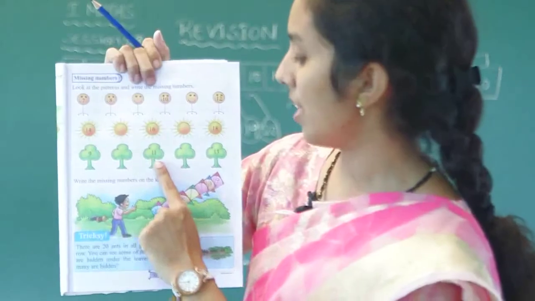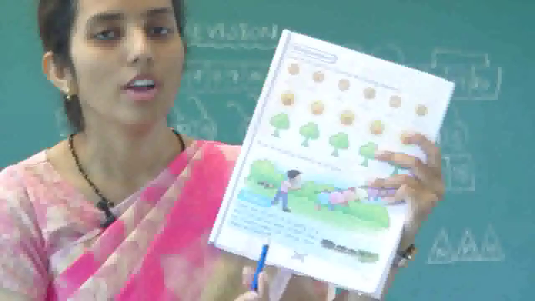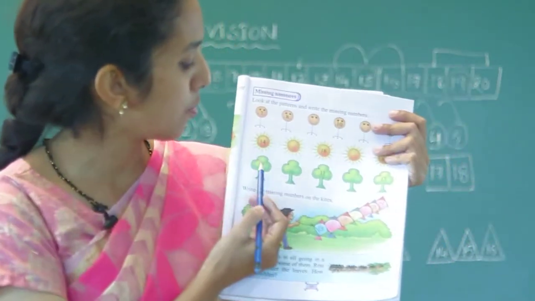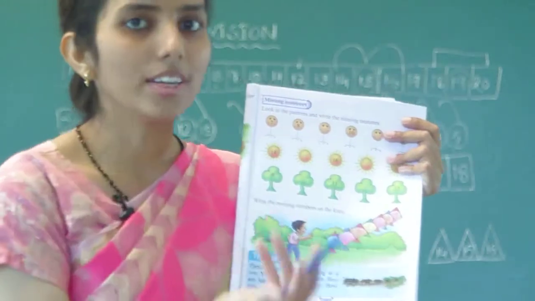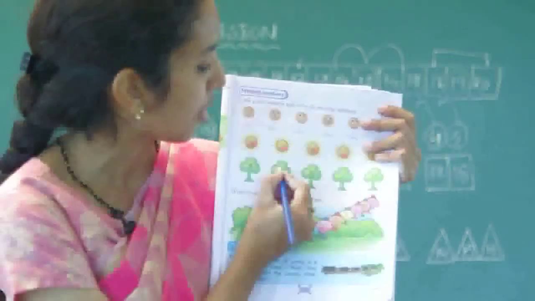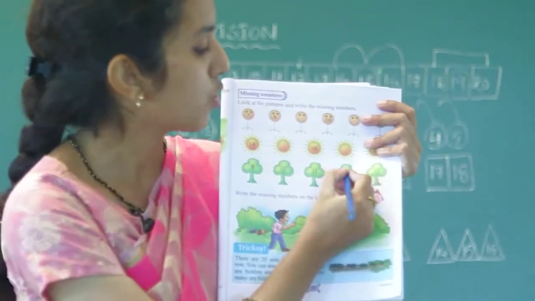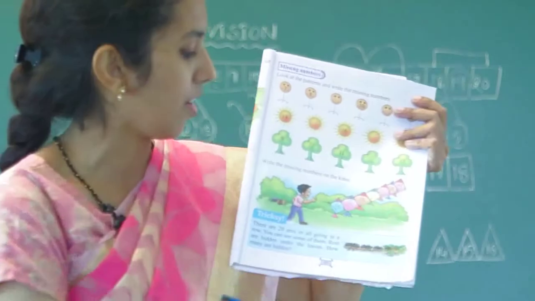Okay. And trees. 1, 2, 3, 4, 5 trees are given here. 9, 11 and 13 are given. The trees in between are left over. So what do we have to write? We have to write the between number. What comes between 9 and 11? 10. So write 10 here. Okay. And what comes between 11 and 13? 12. So write 12.